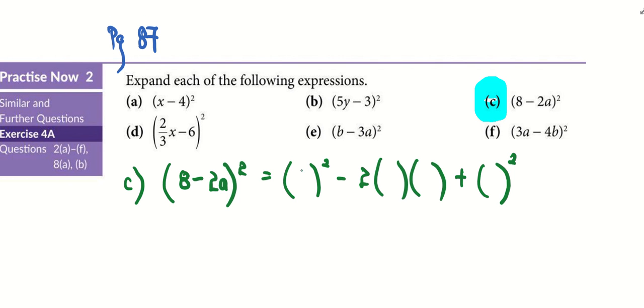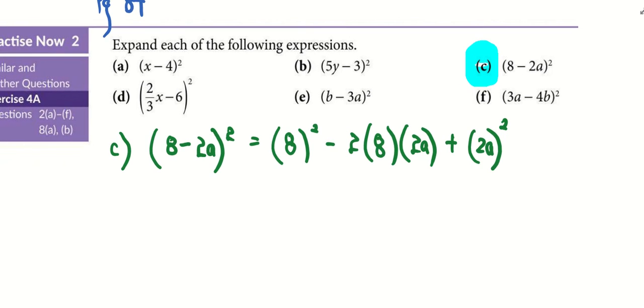So, fill in the blank. Oh, the first two brackets are number 8. But my original B has become 2A. So it's just 2A, not minus. Take note, the minus will only change for the middle term. But the bracket will always be positive terms.